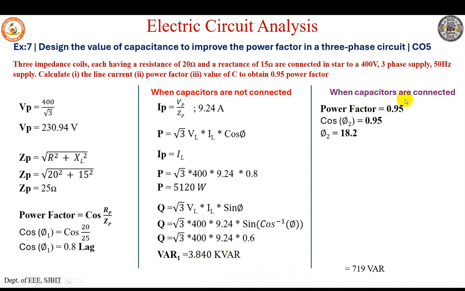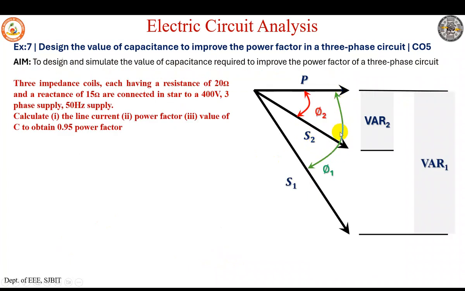Now, when the capacitances are connected in delta fashion or star, as I mentioned here in delta, they've not mentioned. Okay, as we are connecting capacitances, they say the power factor should improve to 0.95. So from 0.8 to 0.95 it has to be improved. So then the new angle is 18.2. So I hope you can see here that cos of phi 1 is 0.8 and cos of phi 2 is 0.95. So this angle is 18, this angle is 36 point some degrees.